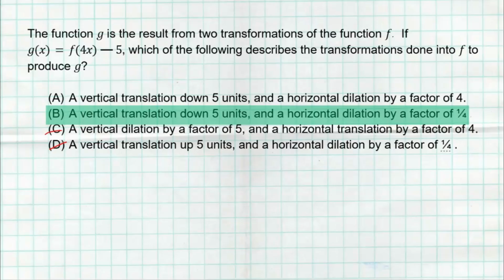So what we get here is a vertical translation down 5. That's because of the minus 5 on the outside. And then because of the multiplying by 4 inside on the x, that's that horizontal dilation by a factor of 1/4. So as long as you get those things straight, that'd be a pretty easy question.